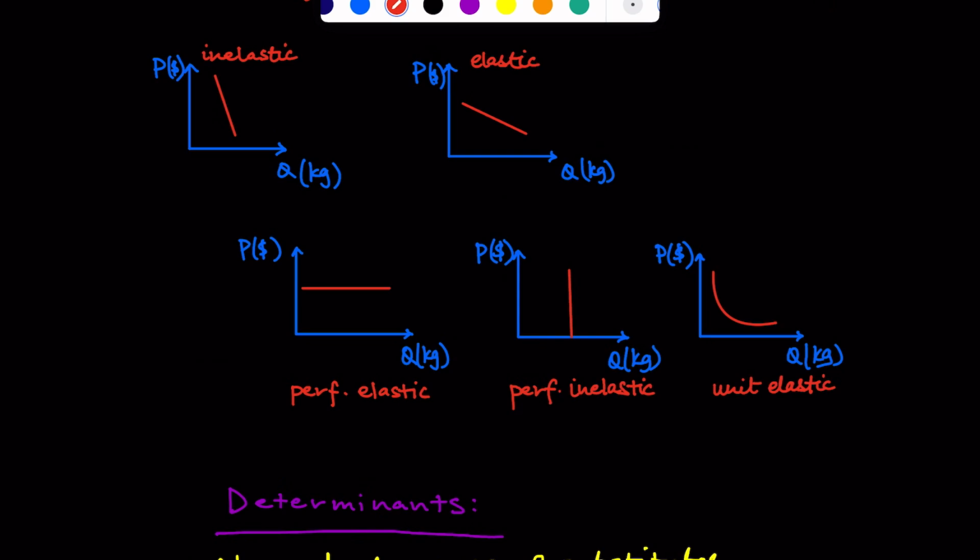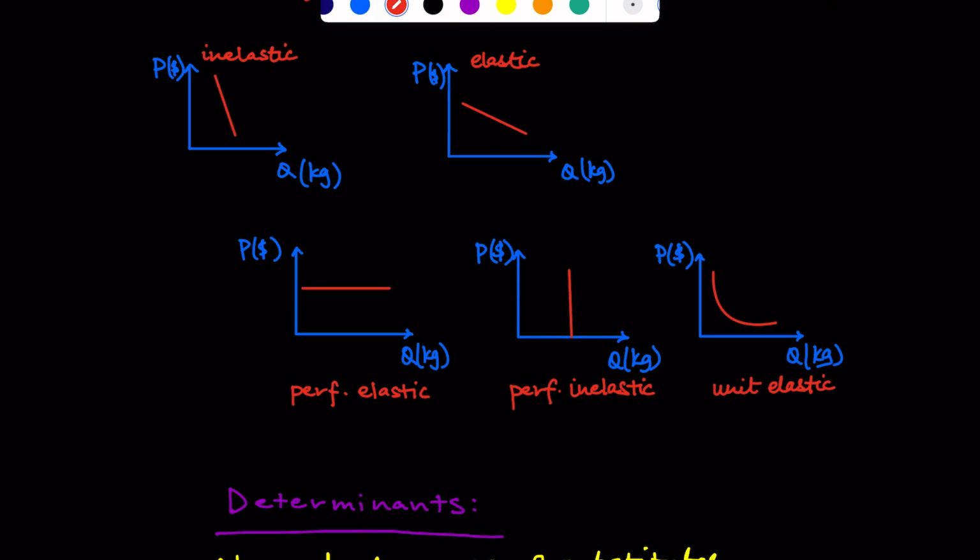And moving on, the determinants of price elasticity of demand. So what makes price elasticity the value it is? 1, number and closeness of substitutes, 2, the proportion of your income spent, 3, the length of time, which I will go into, and 4, necessities versus luxuries. So 1, number and closeness of substitutes.